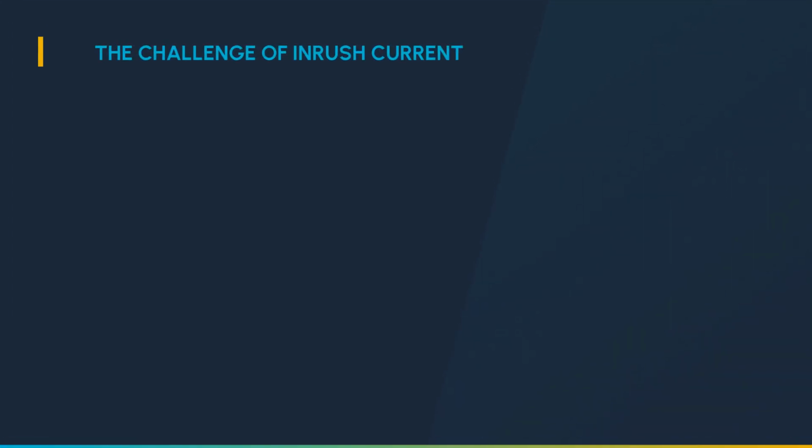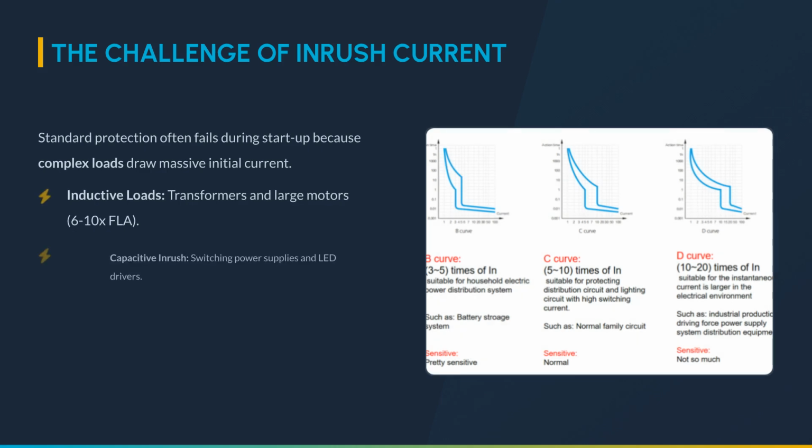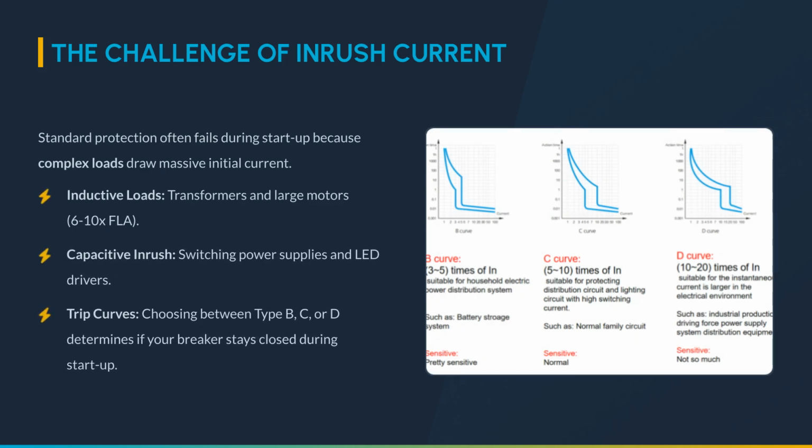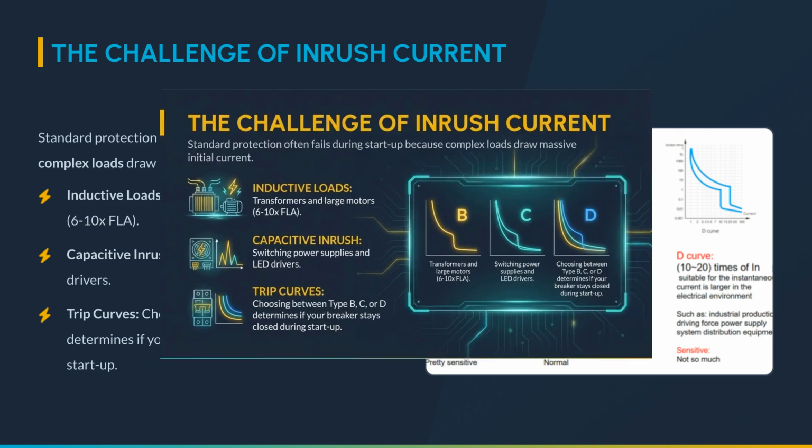The challenge of inrush current is significant. Standard protection often fails because complex loads draw massive initial current. This is true for inductive loads like large motors and capacitive loads such as switching power supplies. Selecting the right trip curve, type B, C, or D, is critical to prevent nuisance tripping during startup.